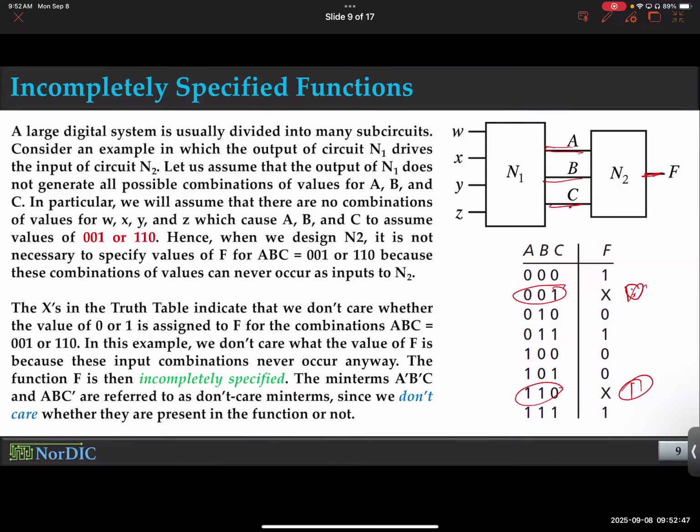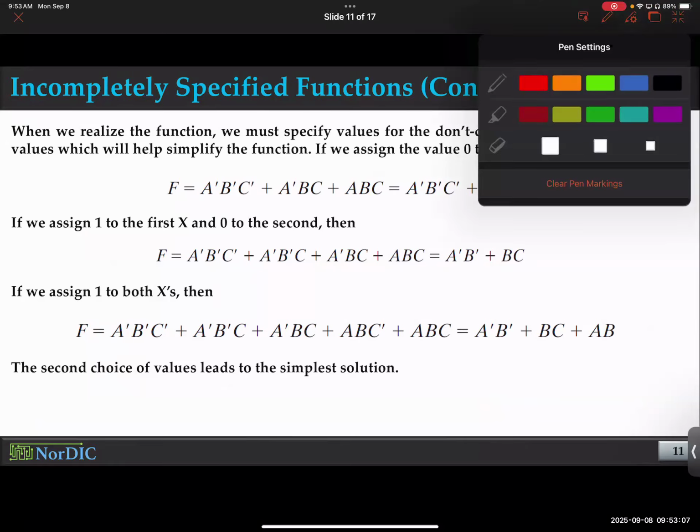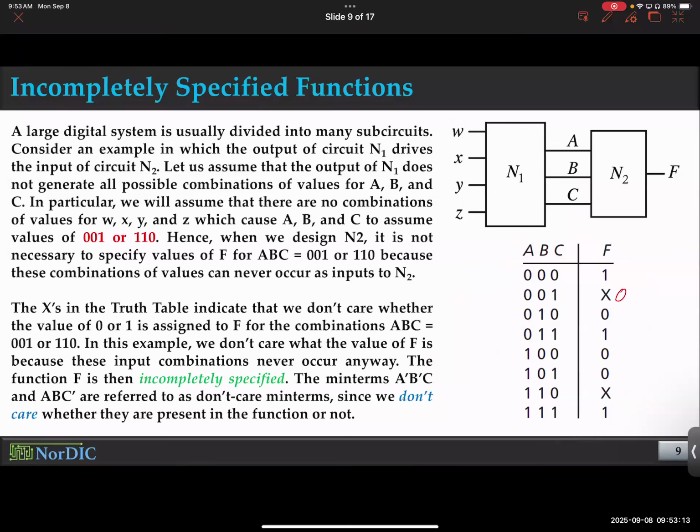So this is a conventional truth table. The only exception here is there are two combinations that will never appear, so you don't really care about them. You could either choose the output to be 1 or 0, so you are marking that as a don't care condition. In the next slide, let's try to figure out what happens when you choose both of these to be, say, 0 and 0.